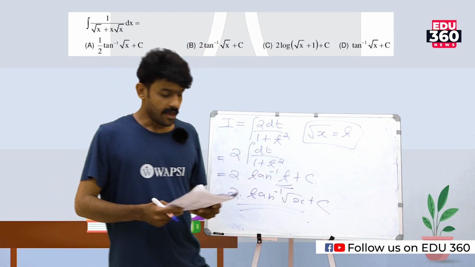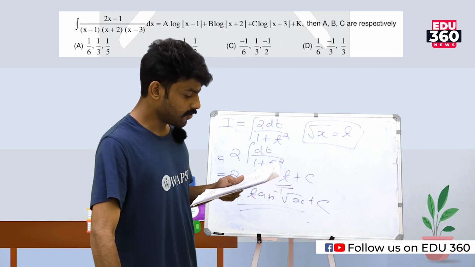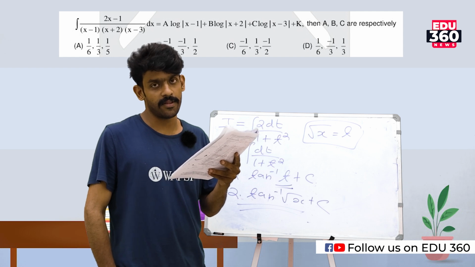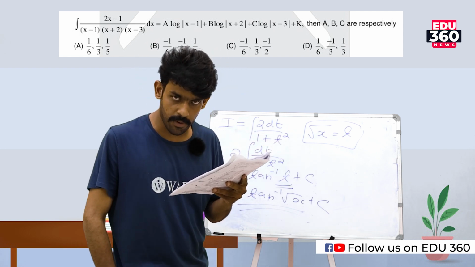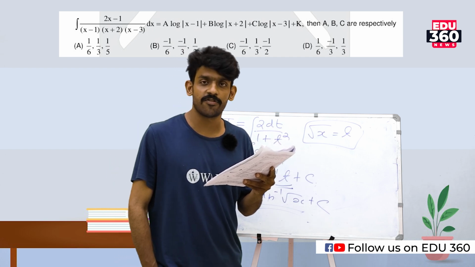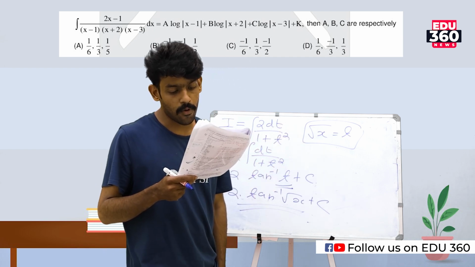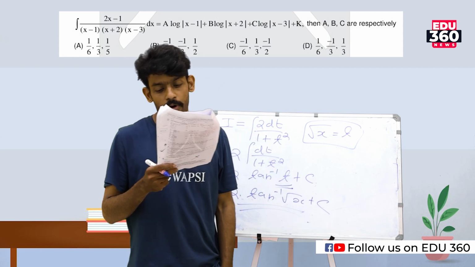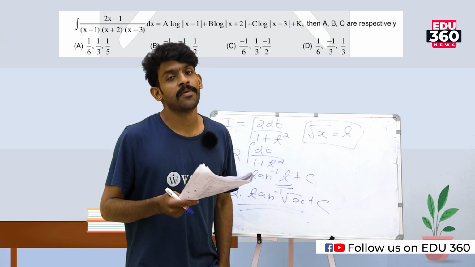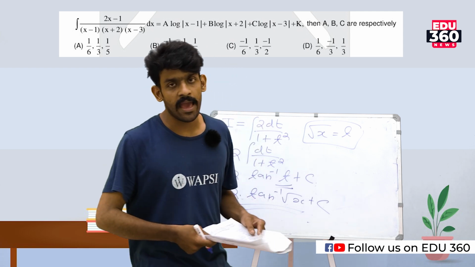Okay, now we can move to the third question. The third question is given that the integral of (2x minus 1) divided by (x minus 1)(x plus 2)(x minus 3) dx is equal to a log mod x minus 1 plus b log mod x plus 2 plus c log mod x minus 3 plus k. Then a, b, c are respectively, we need to find the values of a, b, c.